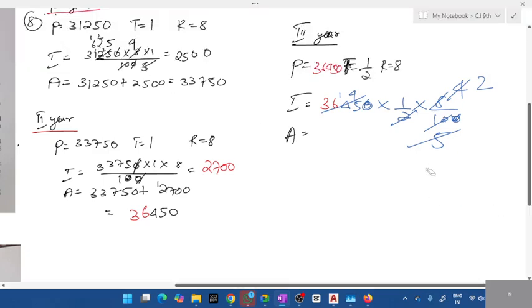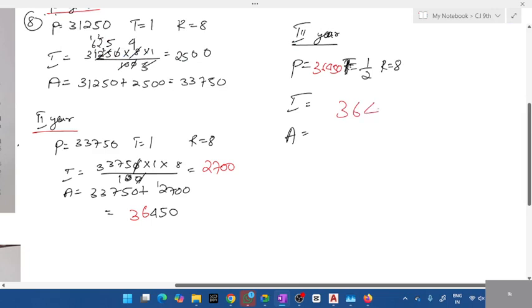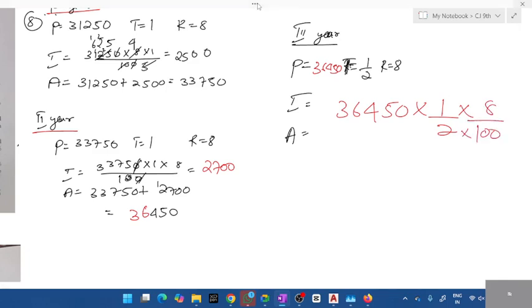What's the interest, students? What did you get? 36,450 into R. We'll calculate this. Try this once again. What have you got? Whoever completed, can you tell me? Which one will get cancelled? I want Abigail to answer. Abigail, Delicia, both of them are silent. Can you unmute Abigail and Delicia?